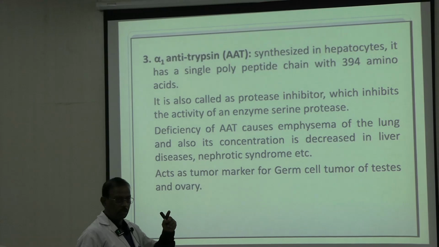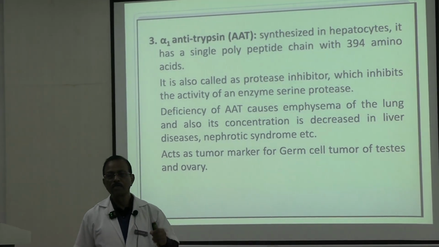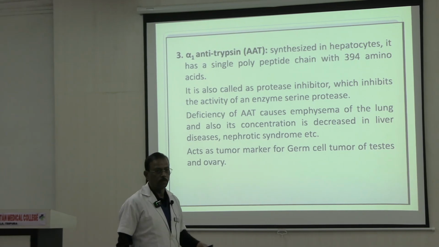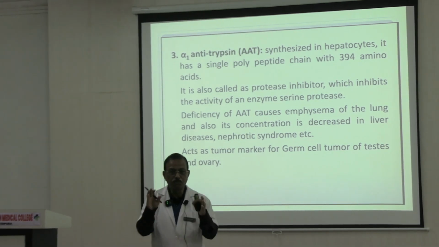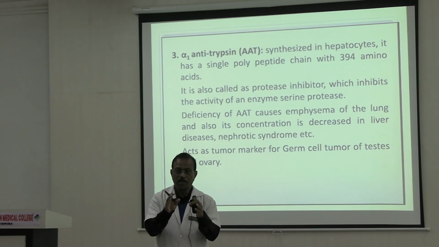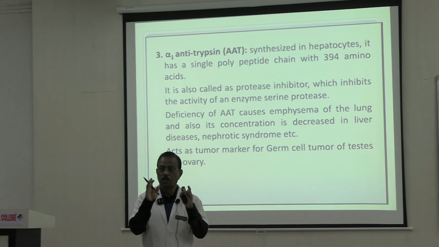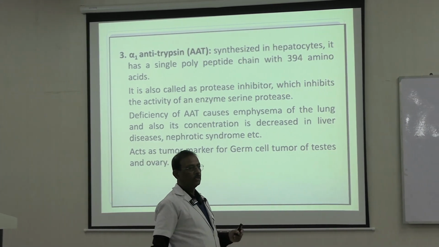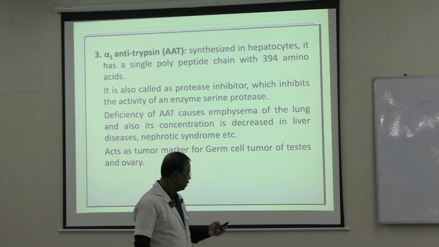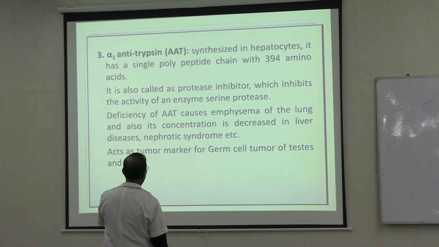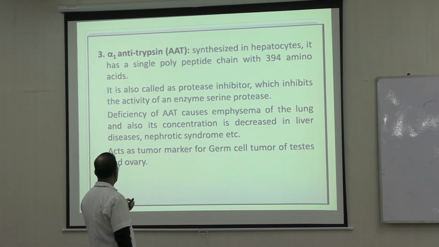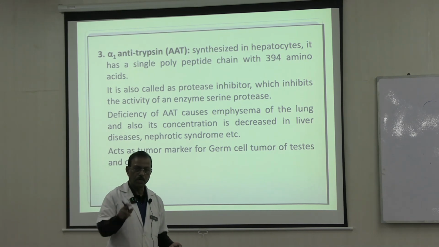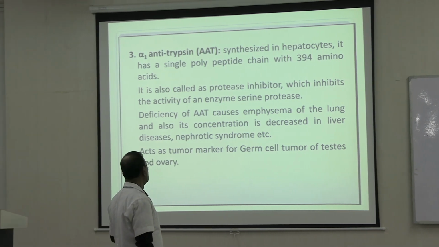Now, what happens due to mutation? Mutation of the gene responsible for production of alpha 1 antitrypsin produces a defective protein. That alpha 1 antitrypsin does not act. It accumulates in the liver and it causes harm. It accumulates in the kidney tissue, renal tissue.